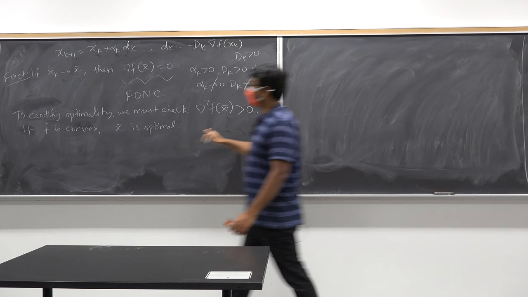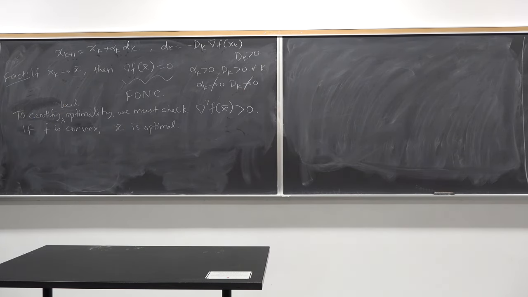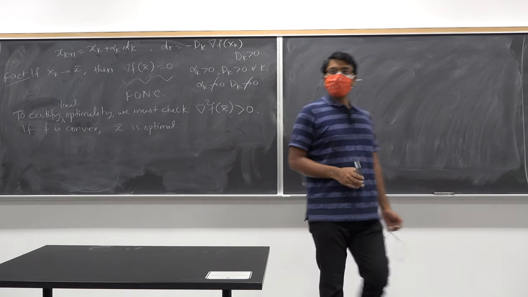So this certifies local optimality. Whenever in this class we talk about optimality, we are talking about local optimality in the context of non-convex functions, and of course global optimality in the case of convex functions. It's extremely difficult to certify global optimality in the non-convex case, unless your function has very cool properties, which most functions don't have. Any other question?